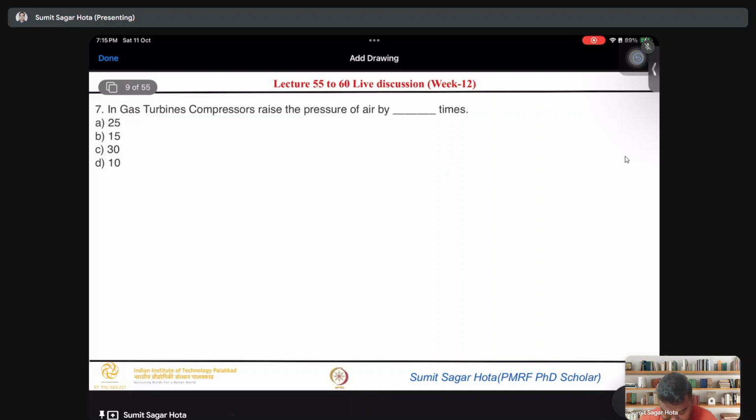In a gas turbine compressor, air is raised in pressure by dash times. In a gas turbine compressor, the air is raised to a pressure of 30 times, which is extremely high. This is the maximum value. The maximum pressure rise possible is 30 times.